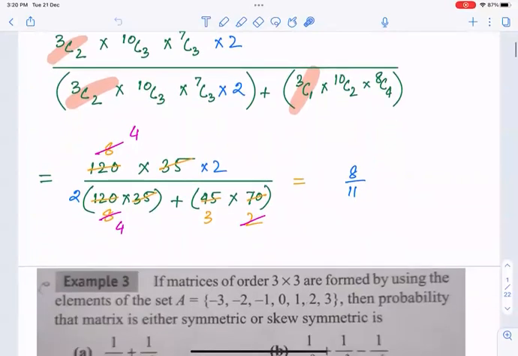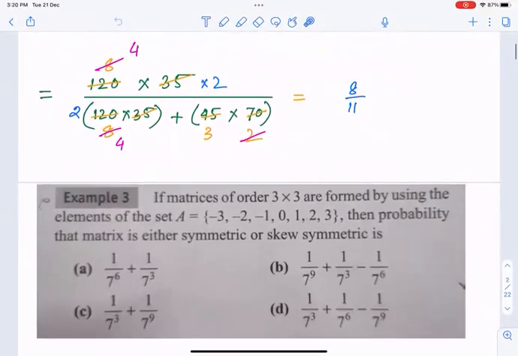The next problem is: a matrix of order 3 cross 3 is formed by using the elements from this set, that is integer values from -3 to +3. Then find the probability that the matrix is either symmetric or skew symmetric. Now we know that in a 3 cross 3 matrix, there are 9 entries. But if it is a symmetric matrix, how many distinct numeric values can appear there? Can you answer? So 6.